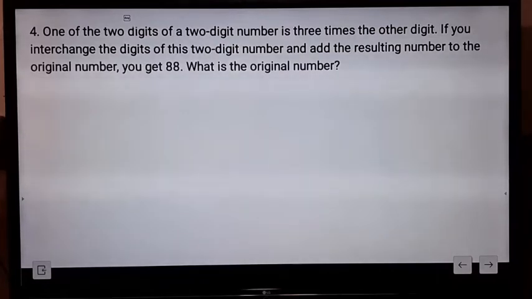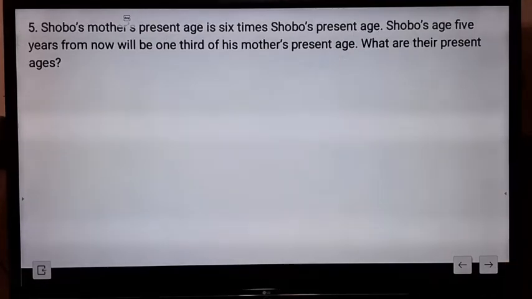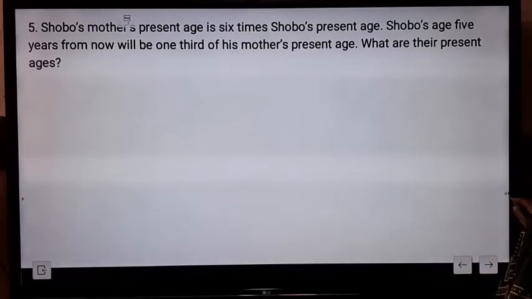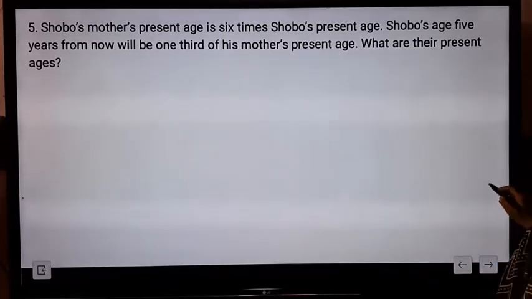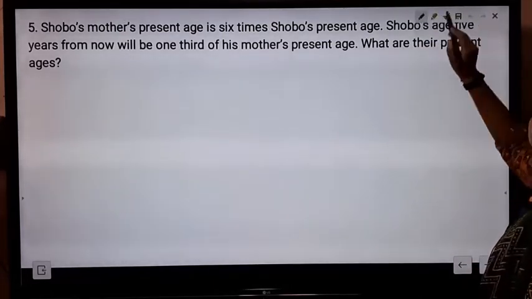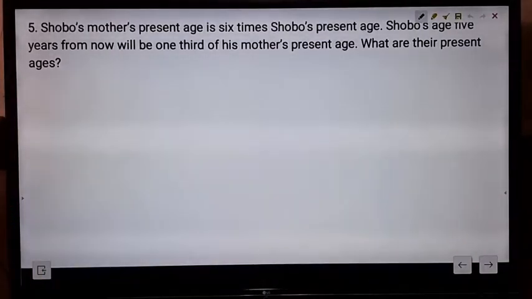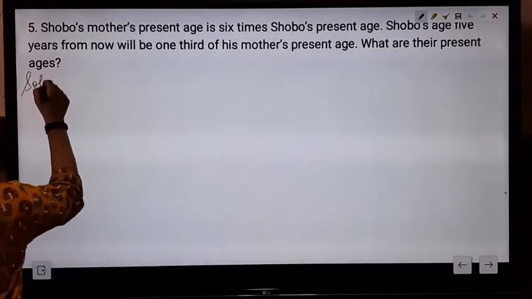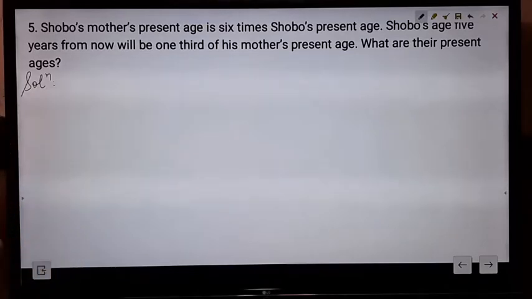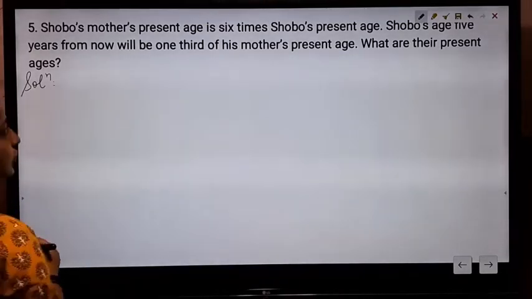Question number 5. Shobo's mother's present age is 6 times Shobo's present age. Shobo's age 5 years from now will be 1/3 of his mother's present age. What are their present ages? The question is telling you there is this person Shobo. His mother's present age is 6 times his age, right?